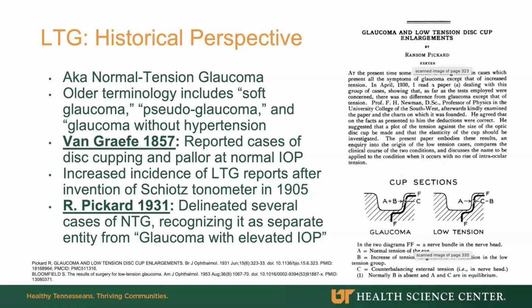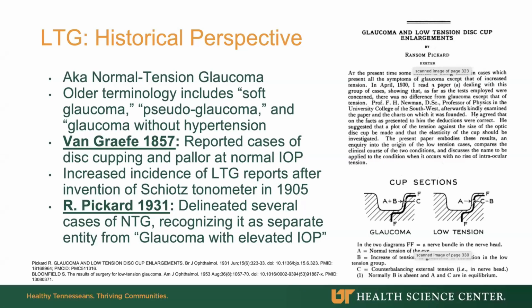In one of the first reports about low tension glaucoma, written by von Graefe in 1857, he reported cases of disc cupping and pallor at normal intraocular pressures. Interestingly, in the literature review of low tension glaucoma, there was an increase in frequency of reporting after the invention of the Schiøtz tonometer in 1905. That makes sense because we're getting more reliable intraocular pressure measurements.